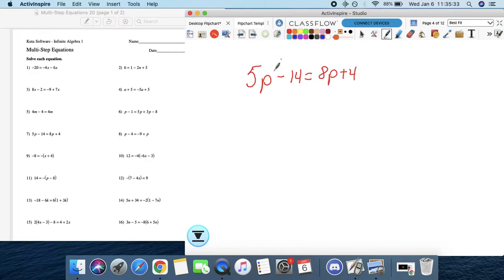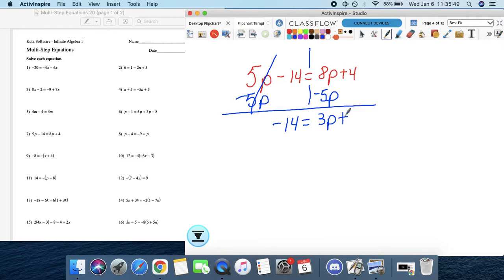So let's get rid of the smaller one, 5p. That's positive 5p, so I'm going to do minus 5p to get rid of it. I do minus 5p on one side, I do minus 5p on the other side. These two go away, negative 14 comes down, and I get 3p plus 4. Now I can make a story, and this is a two-step equation, right? So p times 3, and then, oops, not minus 14, sorry.